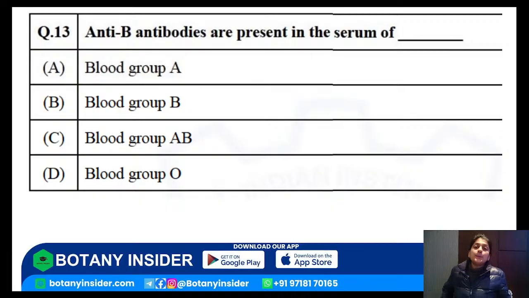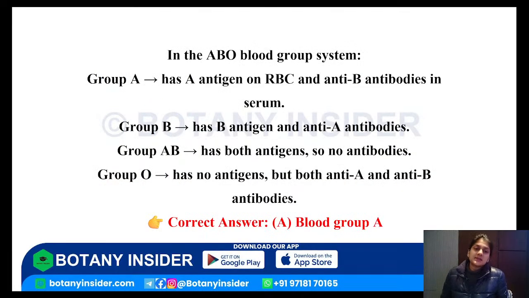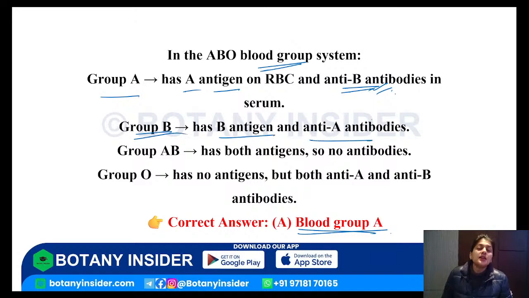Okay, so anti-B antibodies are present in the serum of your blood group A. The ABO blood group system is there, right? Blood group A has A antigen and anti-B antibodies. Blood group B has B antigen and anti-A antibodies. Blood group AB has both antigens and no antibody. And blood group O has no antigen but both anti-A and anti-B antibodies, right?